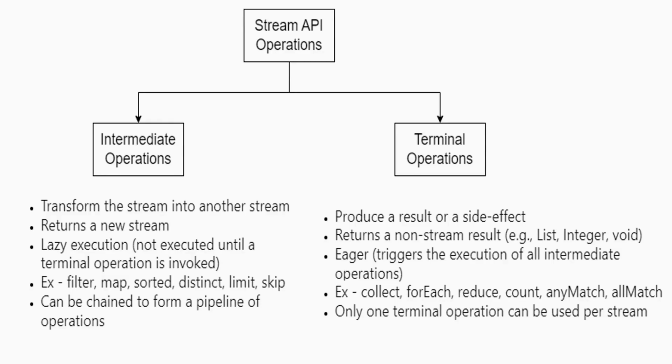That is, they are not executed until a terminal operation is invoked, and terminal operations use eager execution, which triggers the execution of all intermediate operations. You can have multiple intermediate operations chained together in a stream, but there would only be a single terminal operation in it. Now let's try everything that we have learned so far on IntelliJ.